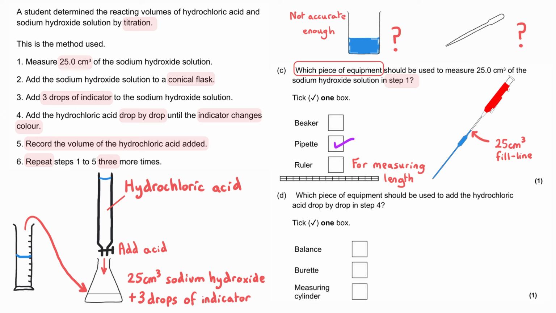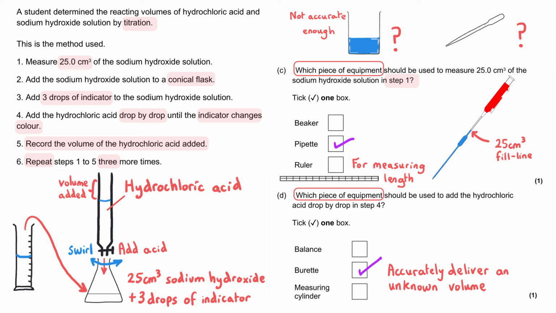In part D, we're asked which piece of equipment should be used to add the hydrochloric acid drop by drop in step 4. Well, you can tell from my picture what the answer is here. I didn't write the name next to it, but this is a drawing of a burette. Burettes are specially designed to measure accurately a volume of a liquid which we don't know in advance. So we keep adding a little bit, then a little bit more, drop by drop, as it says in the method. We swirl our mixture as we go. We're looking for a colour change of that indicator.